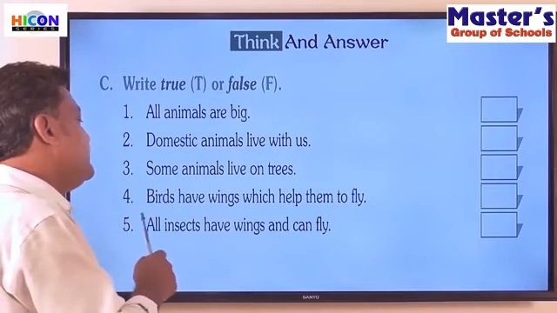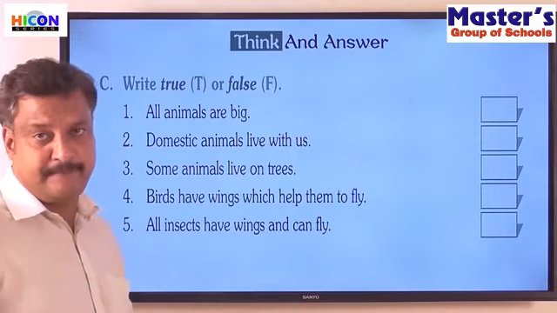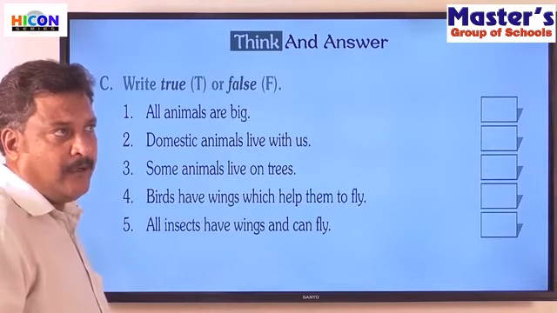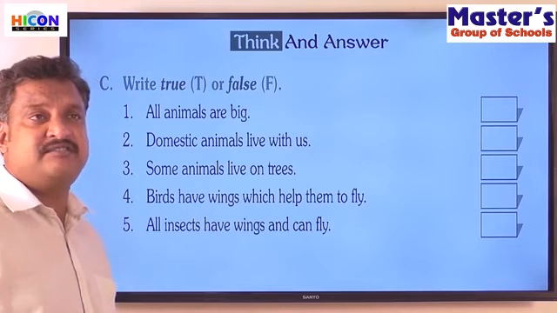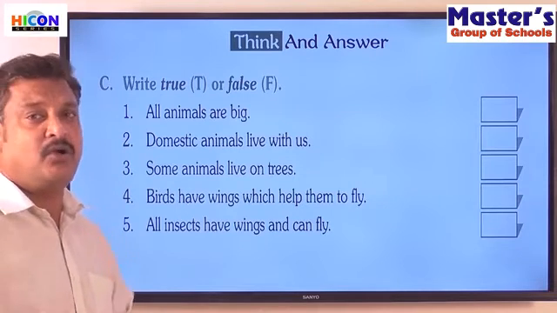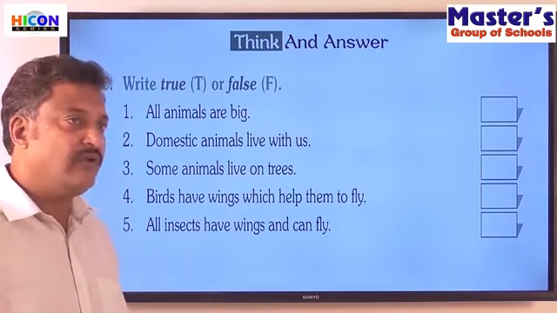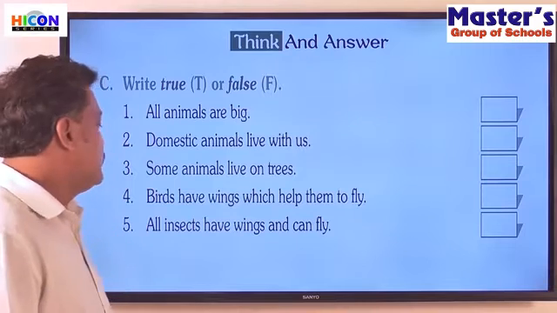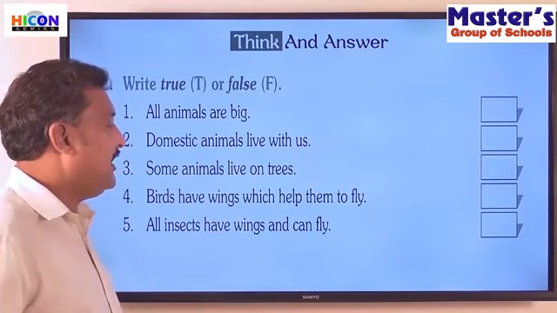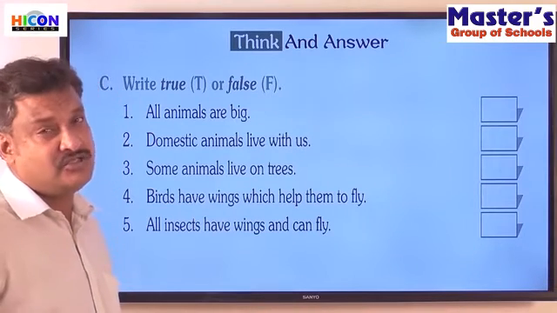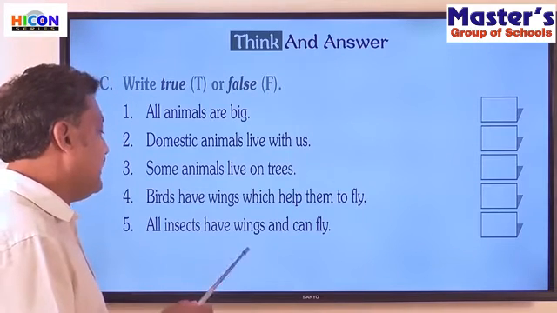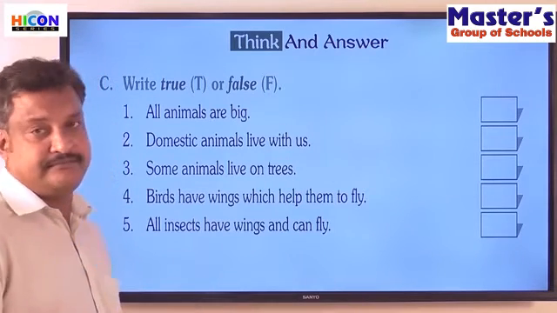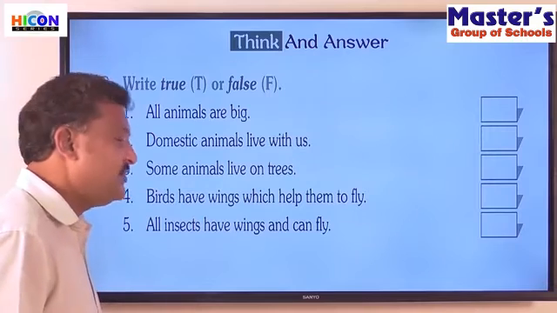Fourth one, birds have wings which help them to fly. Birds are animals which live in the air and they have a special organ in their body called wings with which they fly in the air, isn't it? So, birds have wings which help them to fly is a true sentence. All insects have wings and they can fly is the fifth sentence.